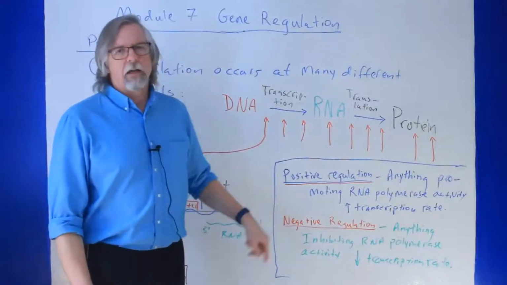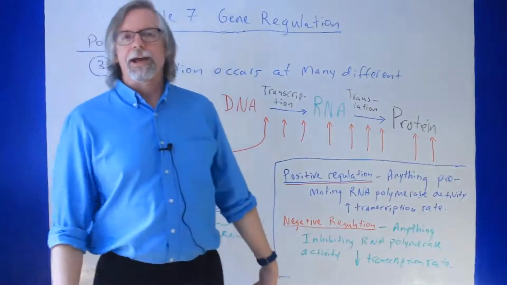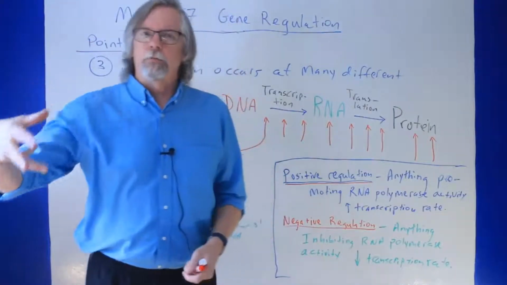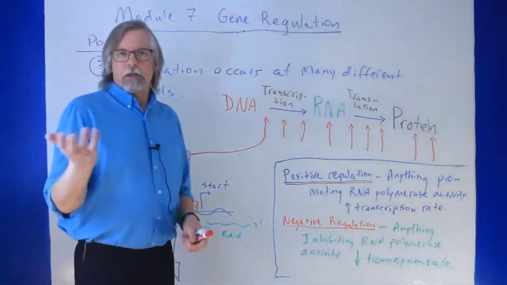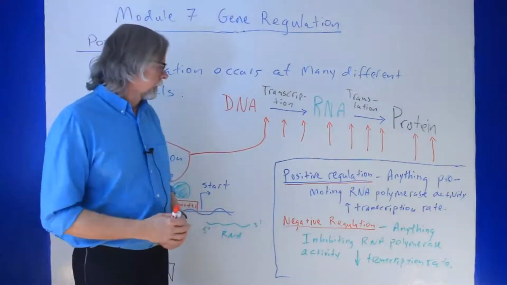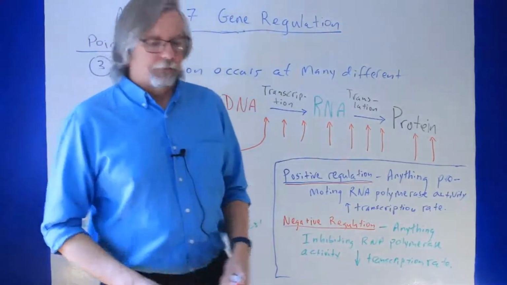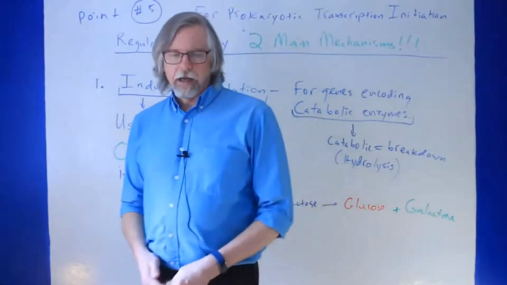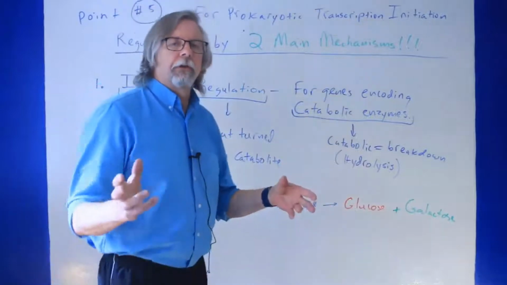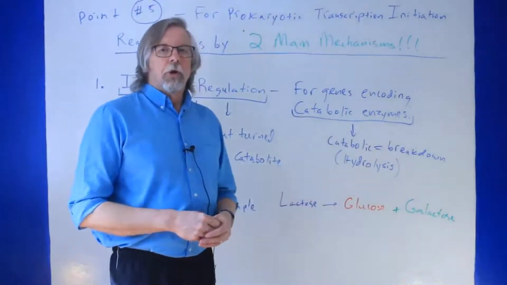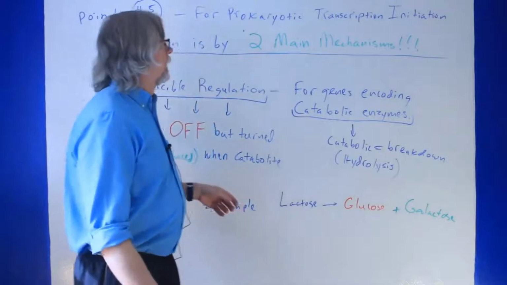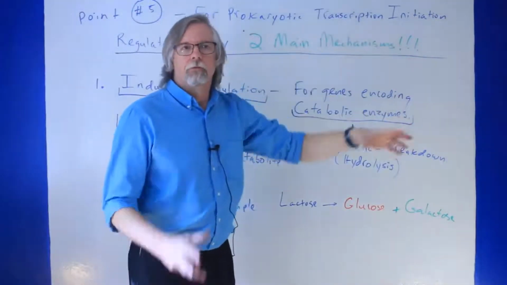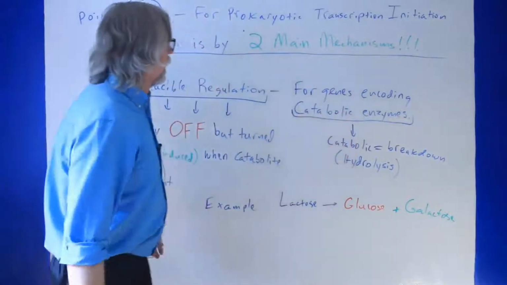Negative regulation is anything that interferes with that or slows it down. So there are some things that interfere with RNA polymerase binding to a promoter. That's a form of negative regulation. Okay, so that's 2 more points. All right, point number 5. Now we're going to restrict this to specifically talking about gene regulation in prokaryotes and at the level of transcription initiation. Okay, we're kind of zeroing in on our main focus.